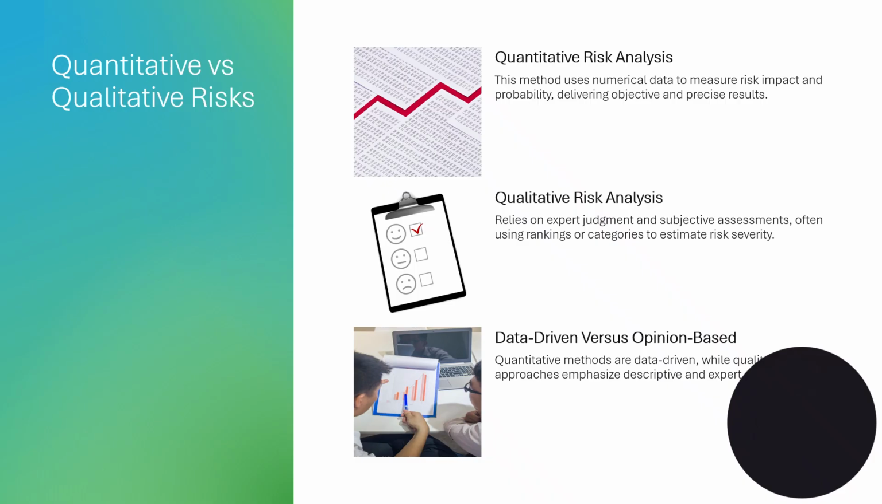Quantitative risk analysis uses numerical values and data to measure risk impact and probability, providing objective results. Qualitative risk analysis relies on subjective judgment, often using rankings or categories to assess risk severity. While quantitative methods are data-driven, qualitative approaches focus on expert opinion and descriptive assessment.